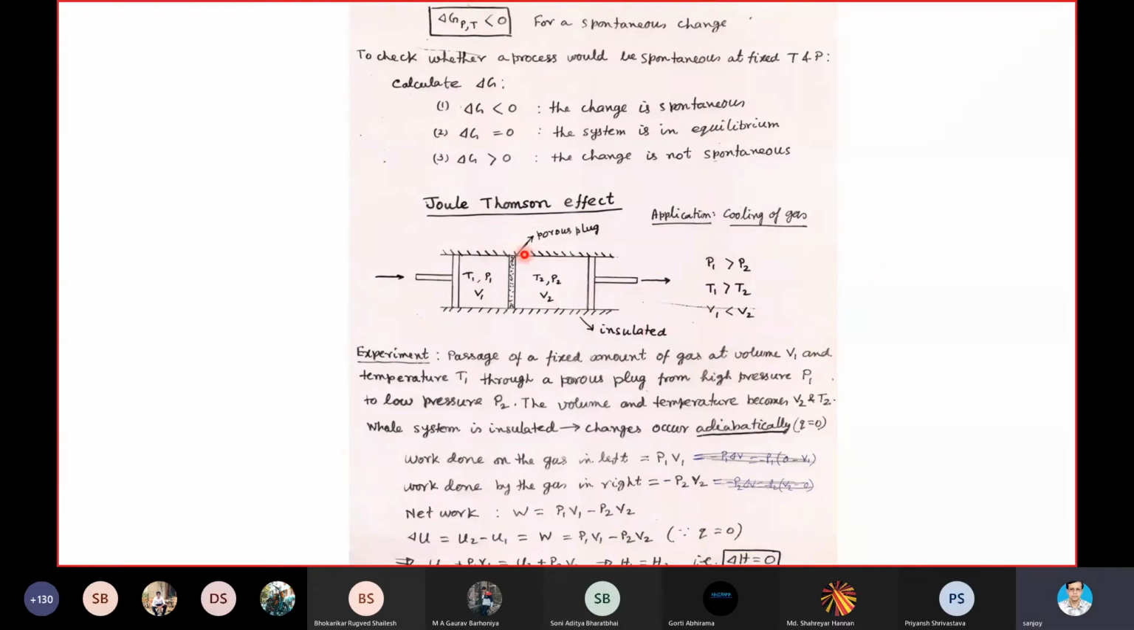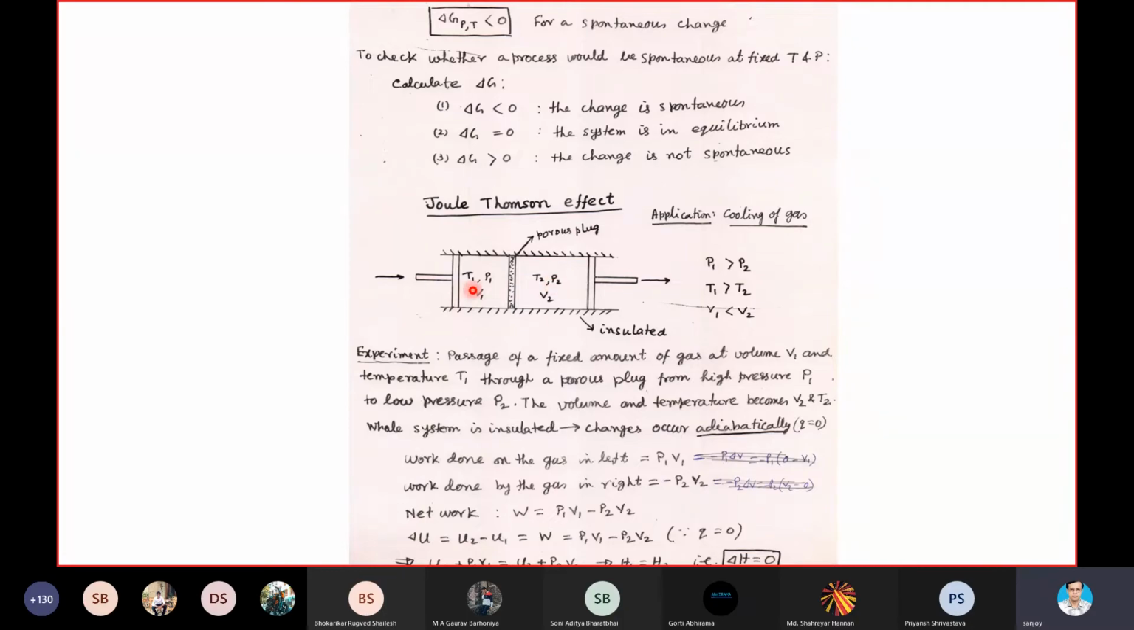And this whole system is kept insulated from the rest of the universe. You can see this entire system is insulated, which means all the exchanges are happening under adiabatic conditions, with no heat exchange. Clear? Now the entire amount of gas is passed from the left hand side to the right hand side, and then you stop the process.